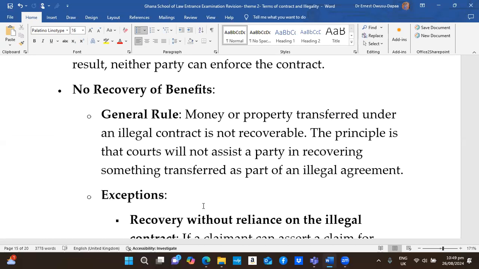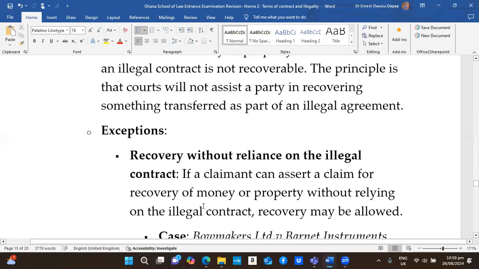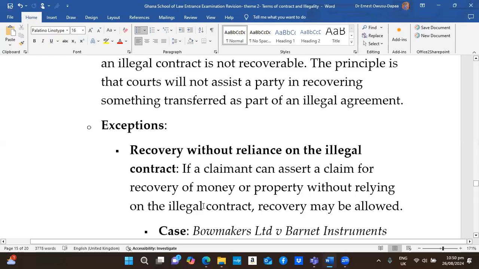But the rule that the court will not assist a party to recover money or property transferred under an illegal agreement is not an inflexible one. In other words, there are exceptions. There are circumstances under which some limited recovery may be allowed under an otherwise illegal contract or a contract which is contrary to public policy.